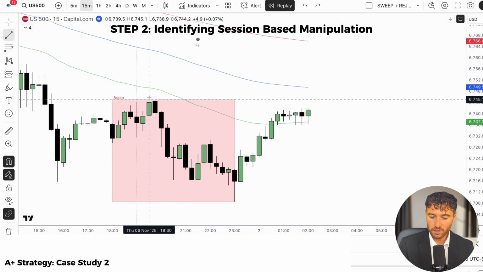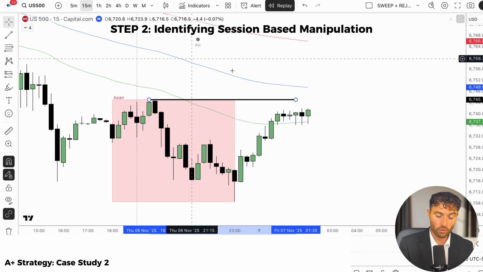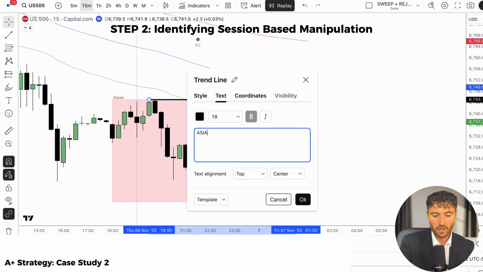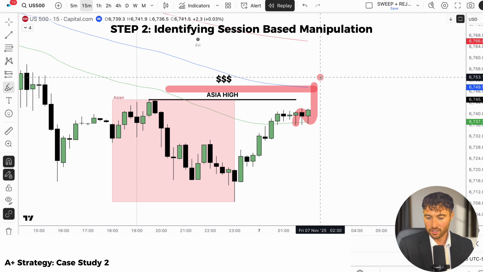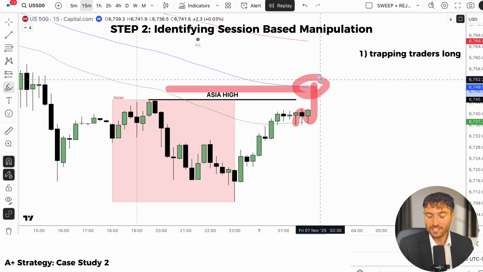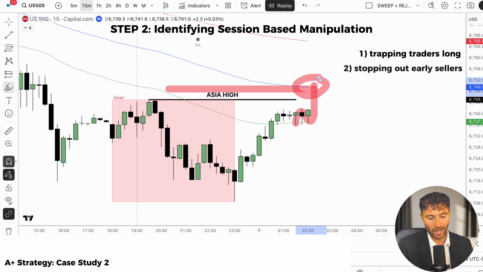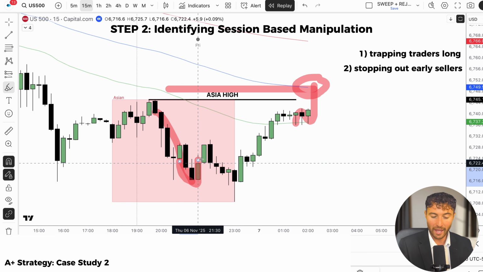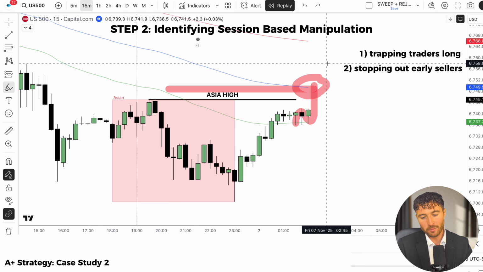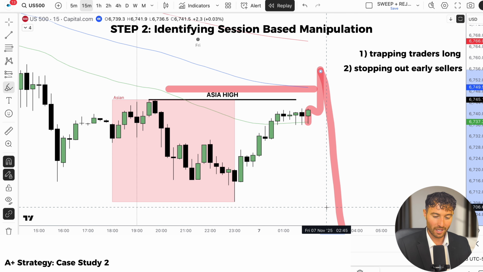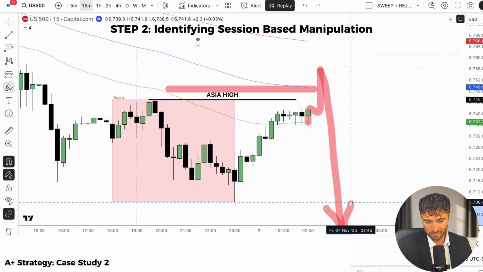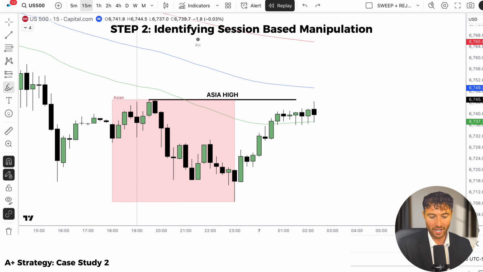Step number two is we need to identify a session-based manipulation. So what you're going to go ahead and do is mark on the previous session's high. In this example, the previous session is the Asia session. And so what we're looking for is price to manipulate above this Asia session high. What this is going to be doing is trapping a lot of traders long into this market. This is also going to be stopping out any early sellers from the Asia session. And this is ultimately what provides the liquidity and fuel for the bigger players to actually move the market in the intended direction. And so we're waiting patiently for the session to open.